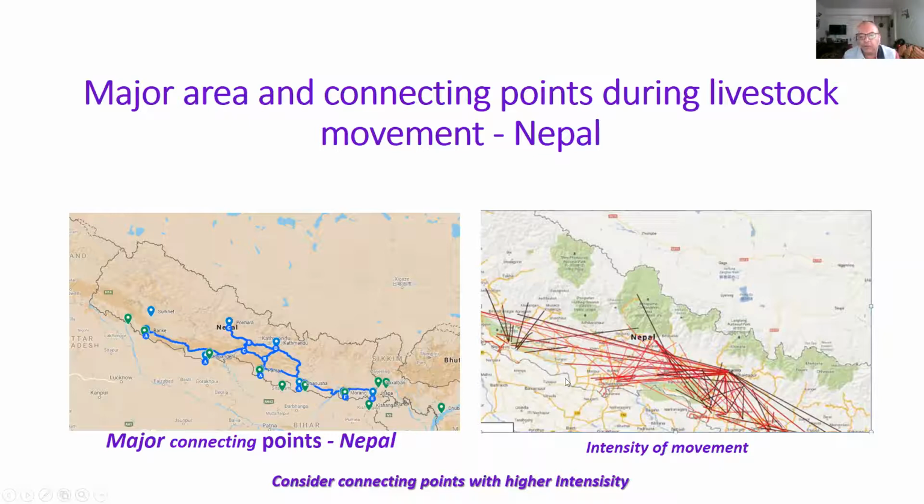But if you focus here, there is only one point. So you are just throwing away your resources, and you are not considering the risk. So these are some of the valid points to develop your transboundary animal disease surveillance plans.